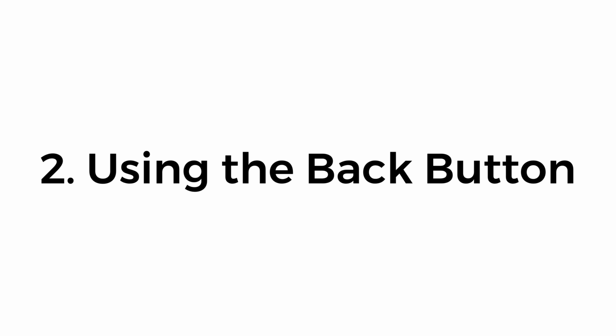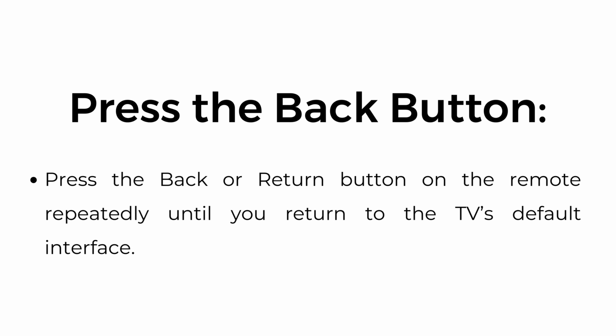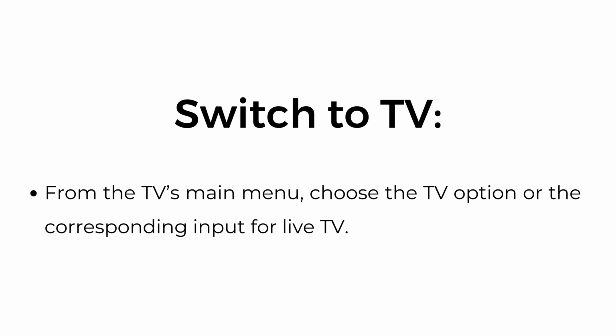2. Using the back button. Press the back button. Press the back or return button on the remote repeatedly until you return to the TV's default interface. Switch to TV. From the TV's main menu, choose the TV option or the corresponding input for Live TV.